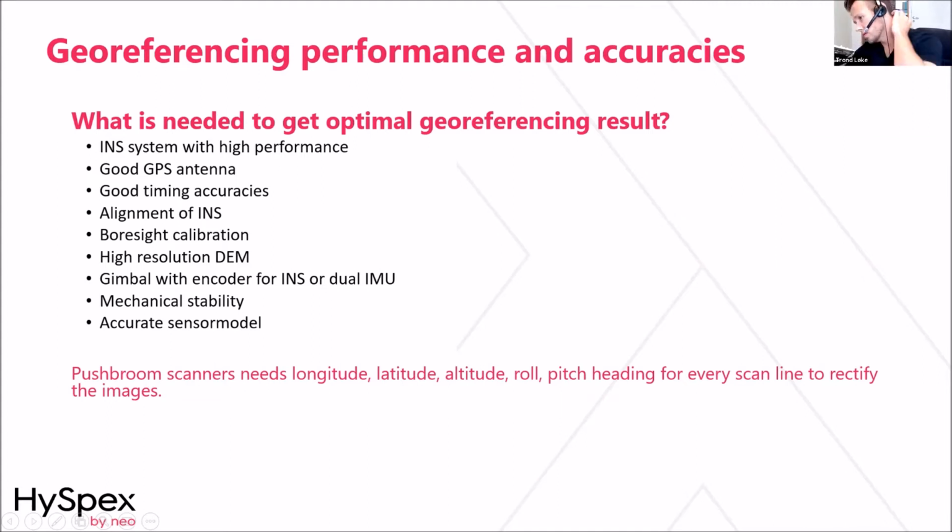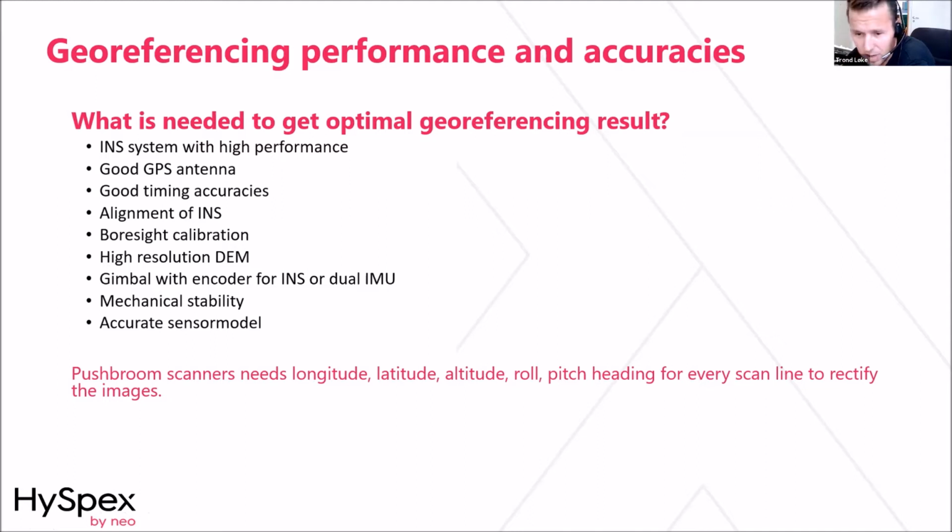So again, just a reminder of what is needed to get high performance. Of course, you need an INS system that has a high performance. We have had some customers buying extremely cheap INS solutions, like a couple of €1,000 from Xsense and suppliers like that. Of course, it will work. The image will still look okay, rectified, but the geofencing accuracy will be bad, and when you're trying to overlap it.